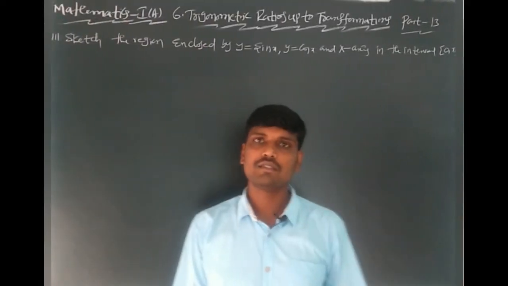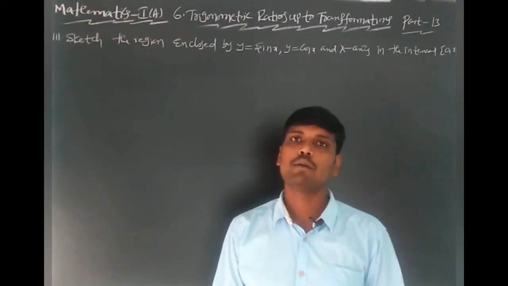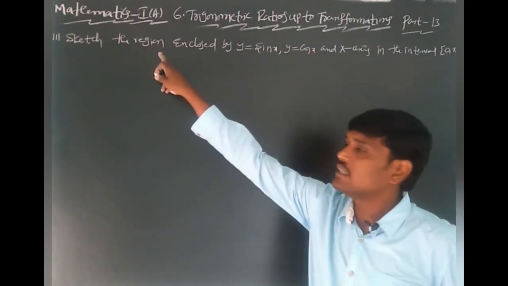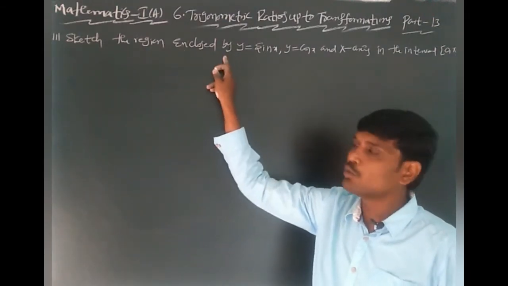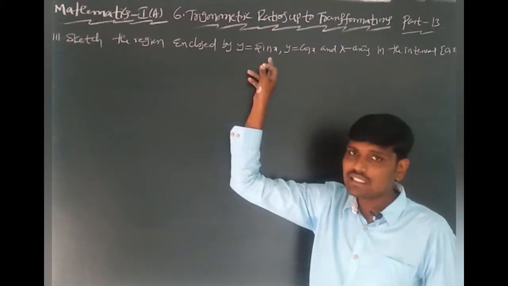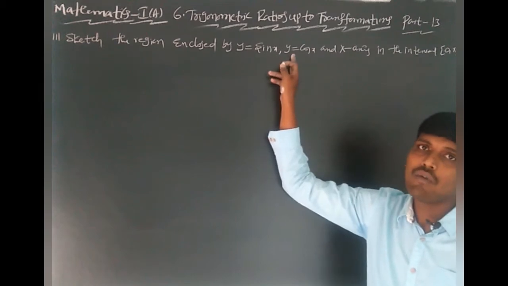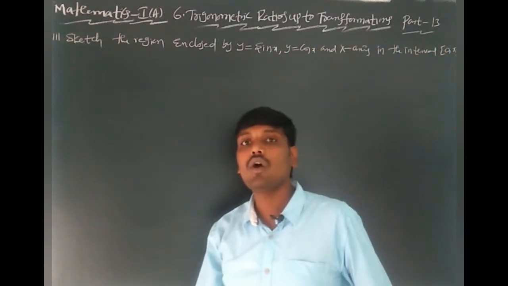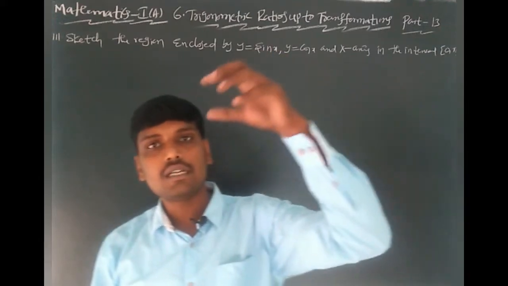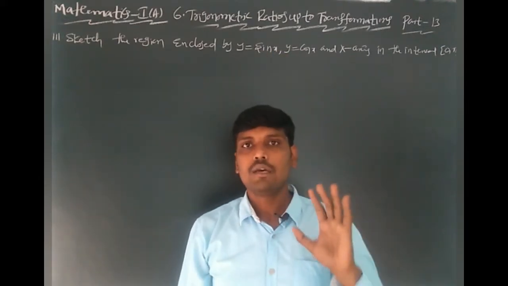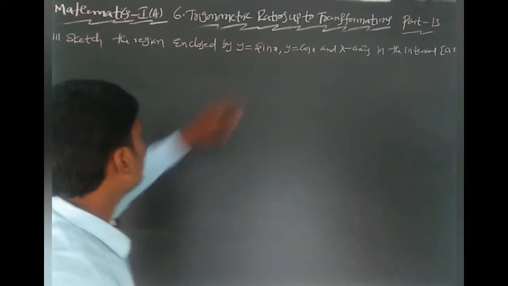Next problem is a very important problem, for 2 marks or 4 marks. Sketch the region enclosed by y is equal to sin x and y is equal to cos x in the interval 0, pi. That graph lies on the x-axis. First of all, we have to take y is equal to sin x.